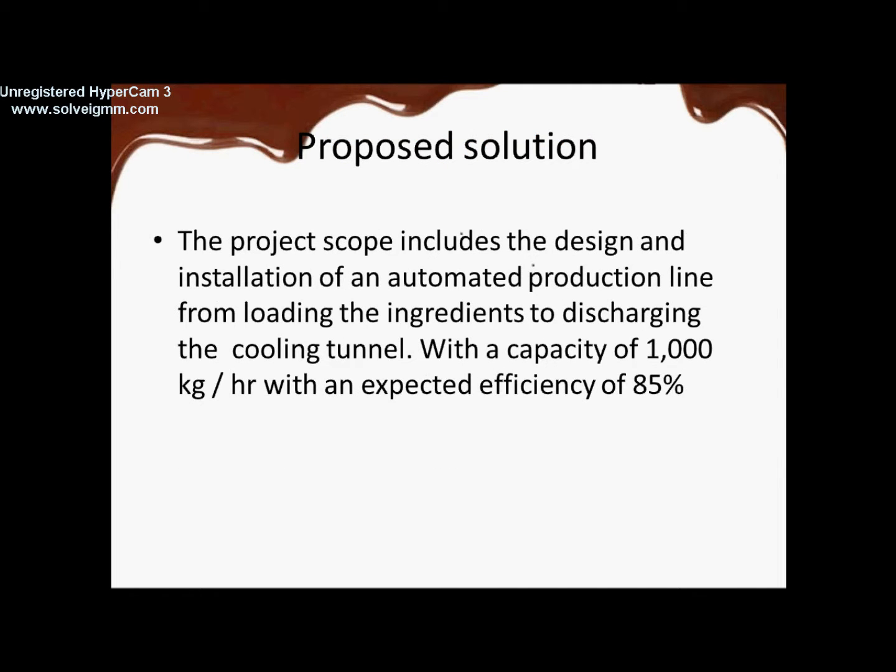So we propose a solution, and the project scope for the solution includes the design and installation of an automated production line, from loading the ingredients to discharging at the cooling tunnel, everything automatic. This will have a capacity of 1,000 kilograms per hour with an expected efficiency of 85%.